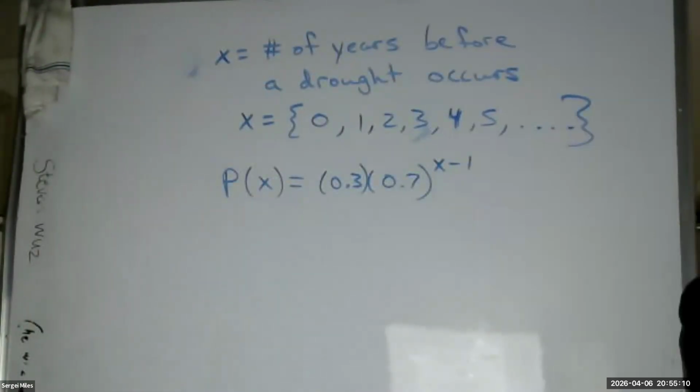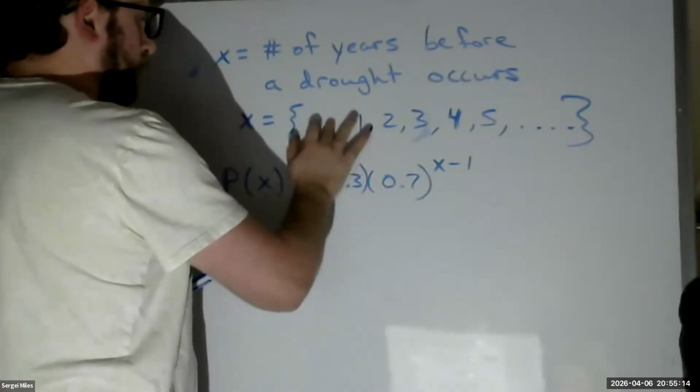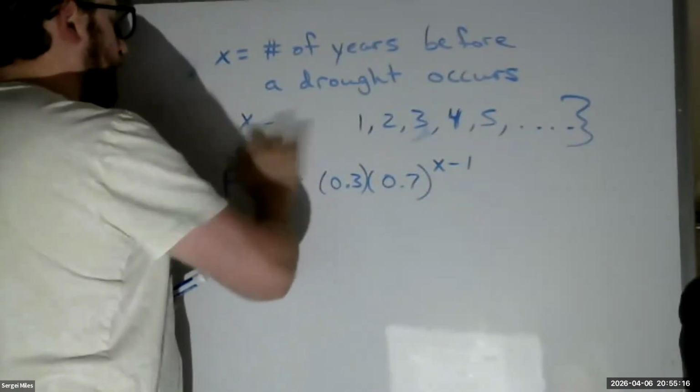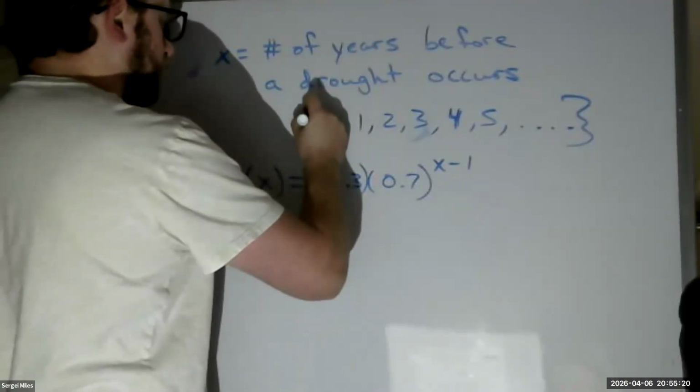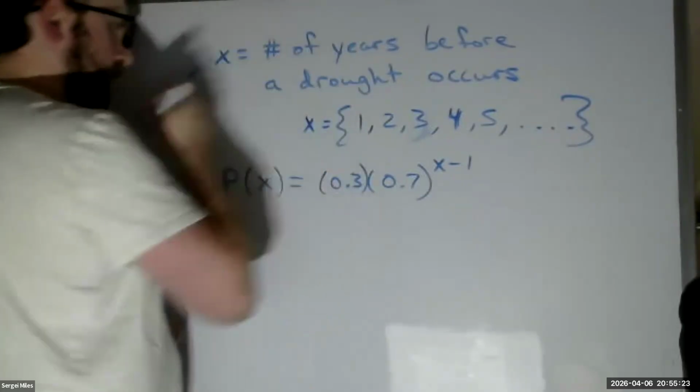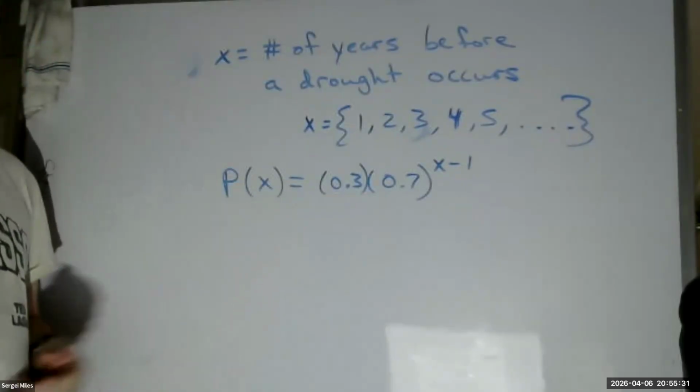All right. And actually, they have here that x can't be 0. So it doesn't happen right away because it's the number of years that they have to sample first before it occurs. So it has to be at bare minimum 1 year, and then it happens, or 2 years, and it happens, so on and so forth.